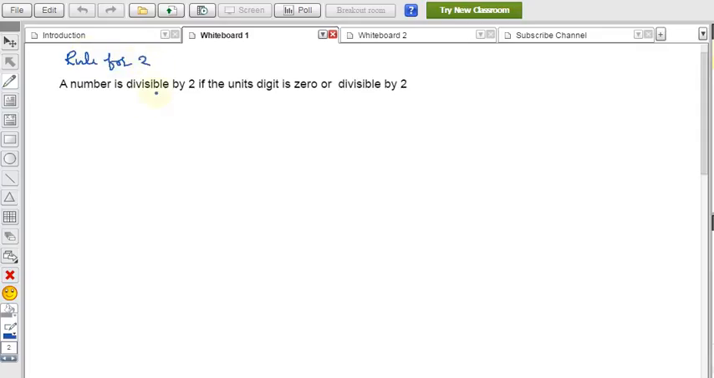So for the rule for 2, only the units digit we need to check. For example, you take any number, 1028. We have to check only whether the units digit is either 0 or divisible by 2. The digits divisible by 2 in the units place are 2, 4, 6, 8, along with 0. So if any one of these 5 is in the units place, then the number is exactly divisible by 2. So we can check directly by seeing the number whether it is divisible or not. We only have to check the units place.